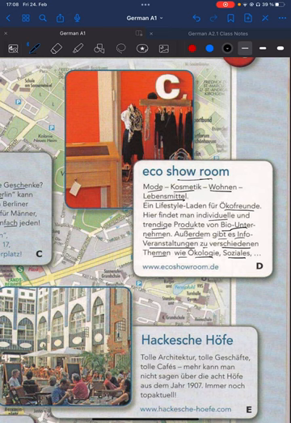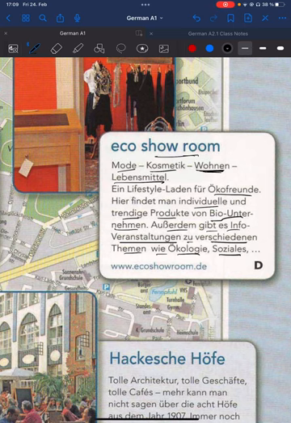Fashion, cosmetics, Wohnen, living room things, then Lebensmittel, groceries, a lifestyle store for everything. Here one can find individual and trendy products. In addition to that, there are info events for different themes. Ecology, sociology, all these things.